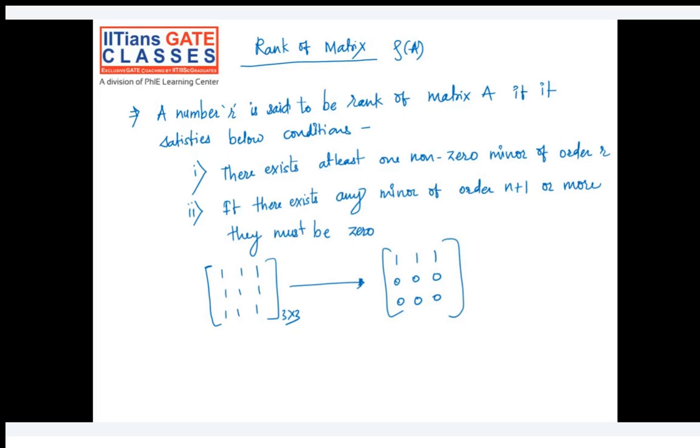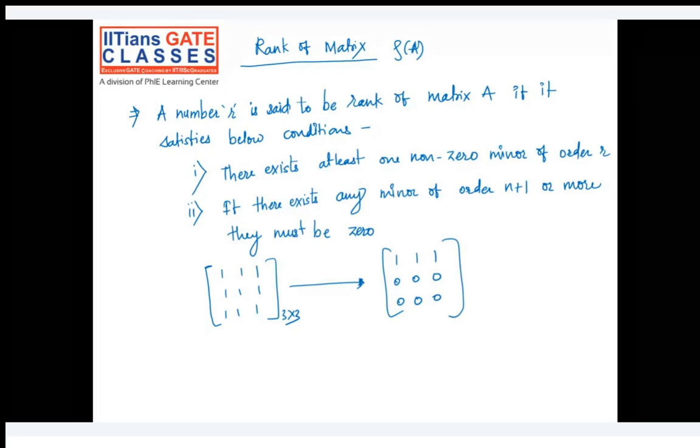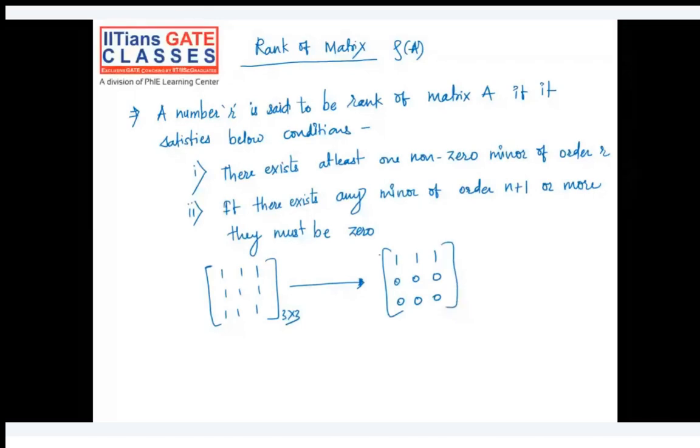So here this is one minor, and this 3 cross 3 is also entirely one minor, but ultimately it's a 0. If you take the determinant of it, it's going to become 0. What is the determinant of this matrix? It is 0, right? So what they are saying is there exists at least one non-zero minor of order R. This small term is one minor, this particular one term.